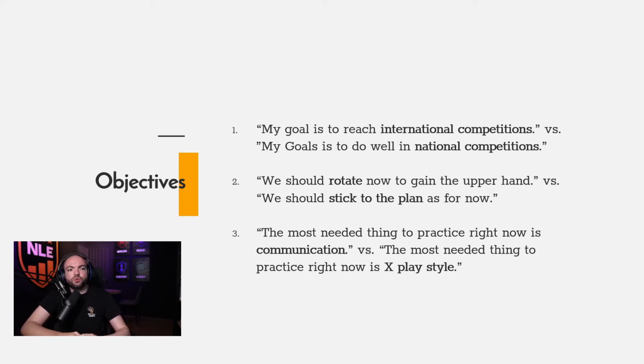So number 2: we should rotate now to gain the upper hand, versus we should stick to the plan for now. Also, what is the objective? What are we going to do, all at the same time? The most needed thing to practice right now is communication. This must be our objective, the goal for today's practice or today's match. If we play slow, then we win, or if we play fast and aggressive, then we will win. It's a different objective. The most needed thing to practice right now is X playstyle. So these are some differences as well.